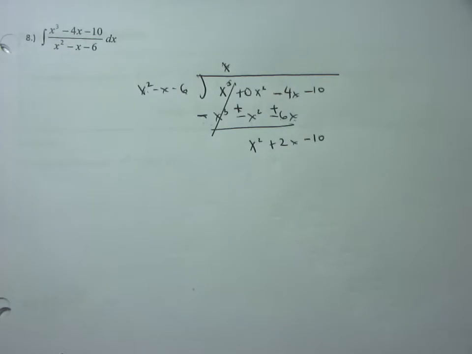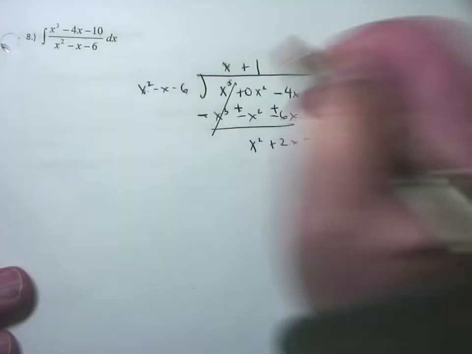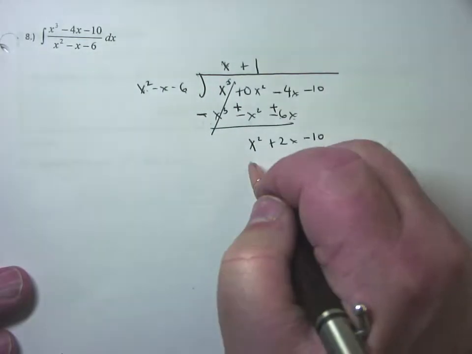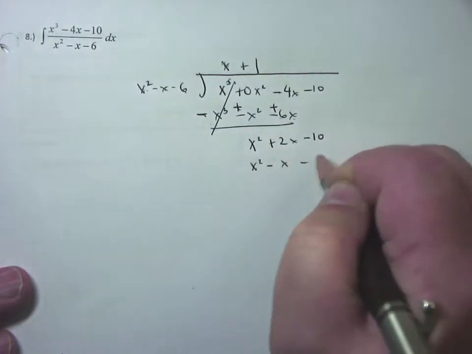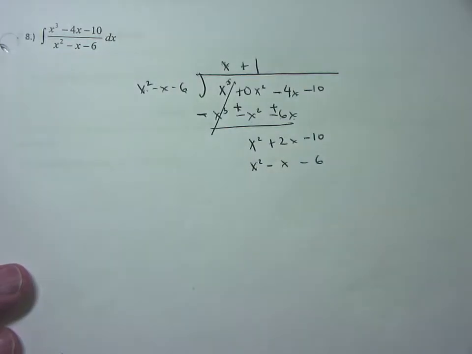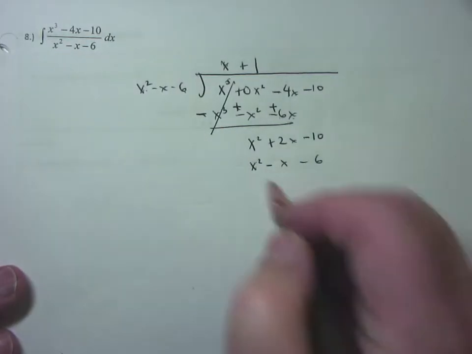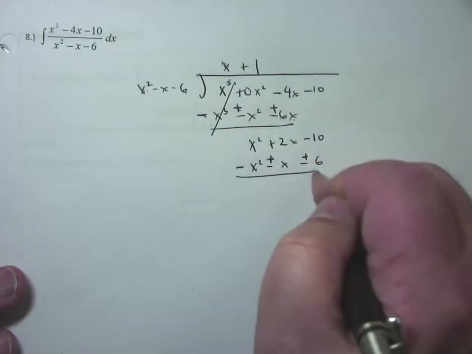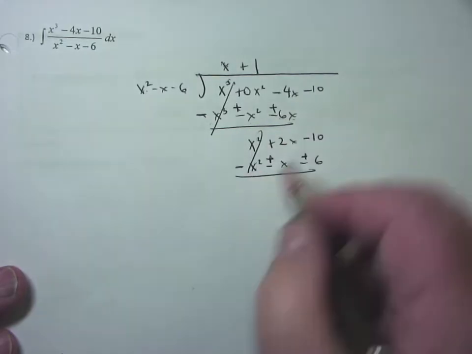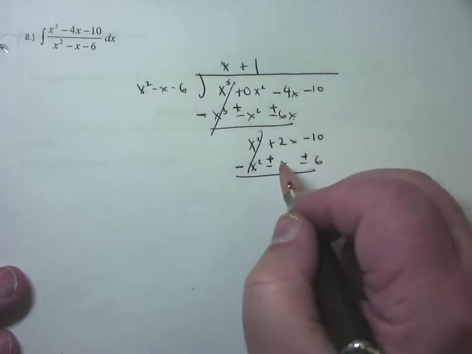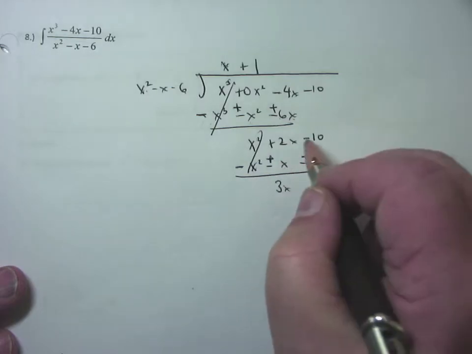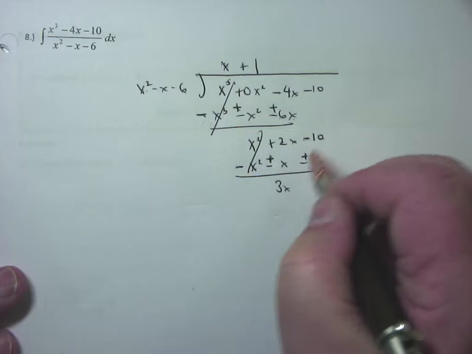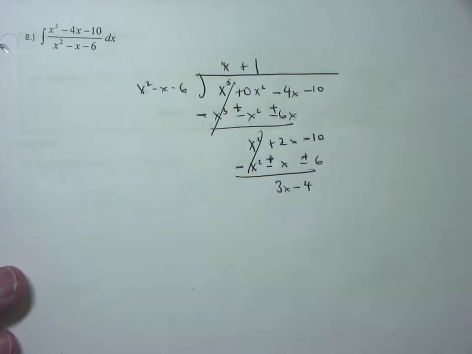What times x squared is x squared? 1. So I distribute the 1. That gives me 1x squared minus x minus 6. Multiplying by 1 is rather easy there. Then I've got to subtract, which changes my signs. Minus, plus, plus. First term cancels, x squared minus x squared. Then I'm left with 2x plus x is 3x. And minus 10 plus 6 is minus 4.